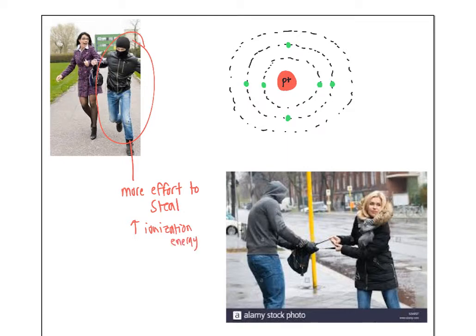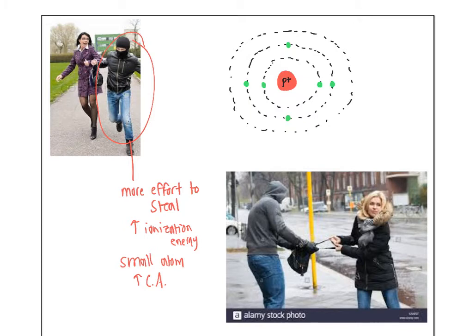So if we're small, with fewer rings, that means we have higher Coulombic attraction. When I say we, I'm talking about me with my purse, me with my electrons. If I'm small in size, I have high attraction to my purse. I'm holding on to it close to my body, so it's going to take more effort to steal.